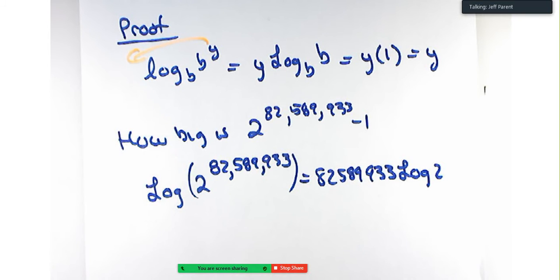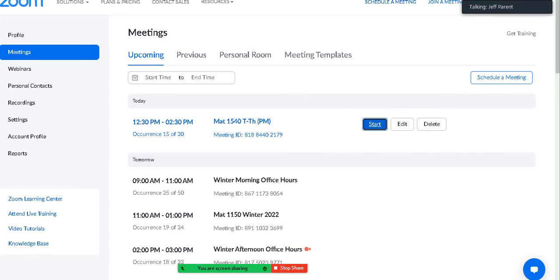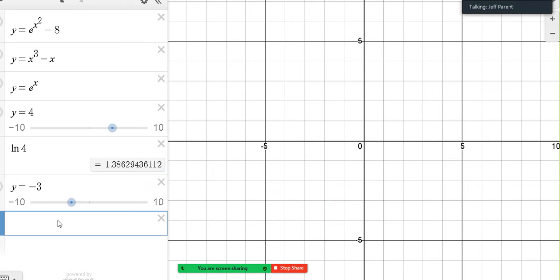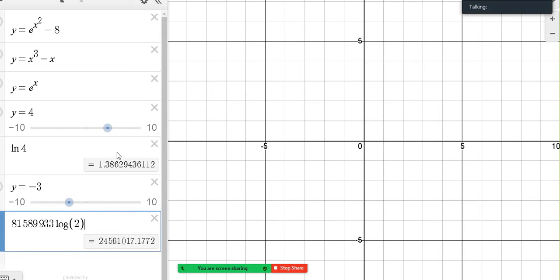Let's see. You know what? I think I'll just do it in decimals. So we'll shut this one off and do 82,589,933 times the log of 2. So wow. 24,561,018 digits long. That's a really long number.